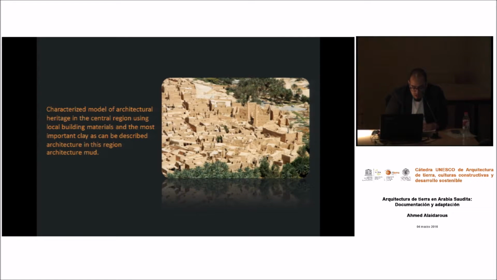So generally, the earth character is very simple in the Najd region. It's just adobe material with a limestone base and covered with mud renders. La arquitectura tradicional es muy simple: el zócalo de piedra, el muro de adobe y los revestimientos de barro.